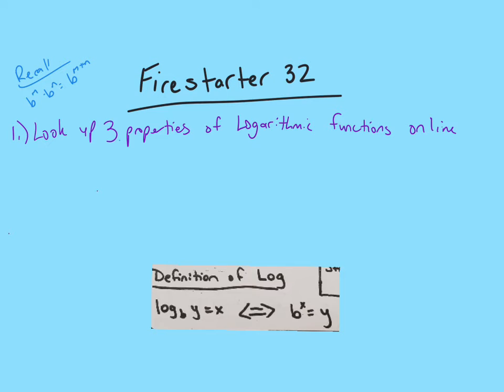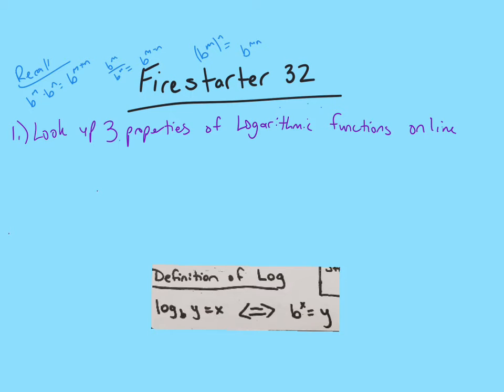We had one that said if they were on top of each other and the bases match, then you would subtract the exponents. We also had one that said if they were a power to a power, then you would multiply the exponents. All three of these, with that definition, could be used to prove these properties. I'm not asking you to prove them, I just want you to write them down. There are three properties that we're going to use.